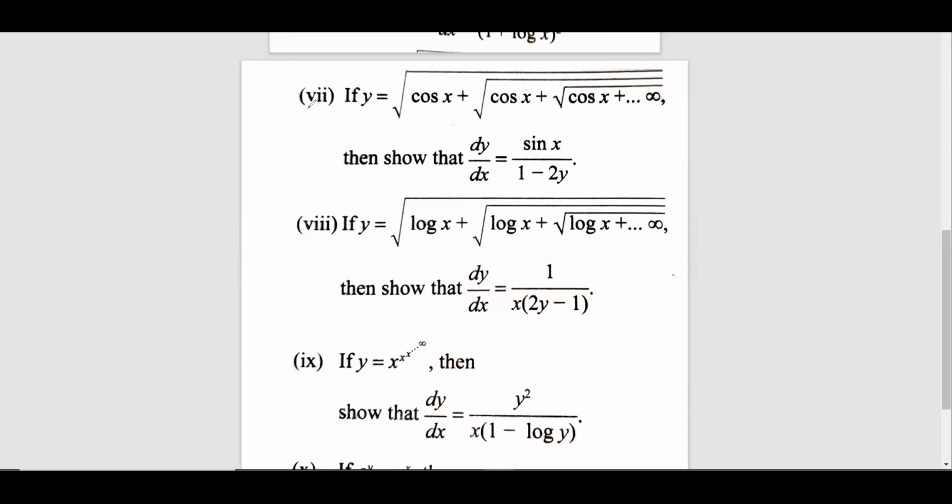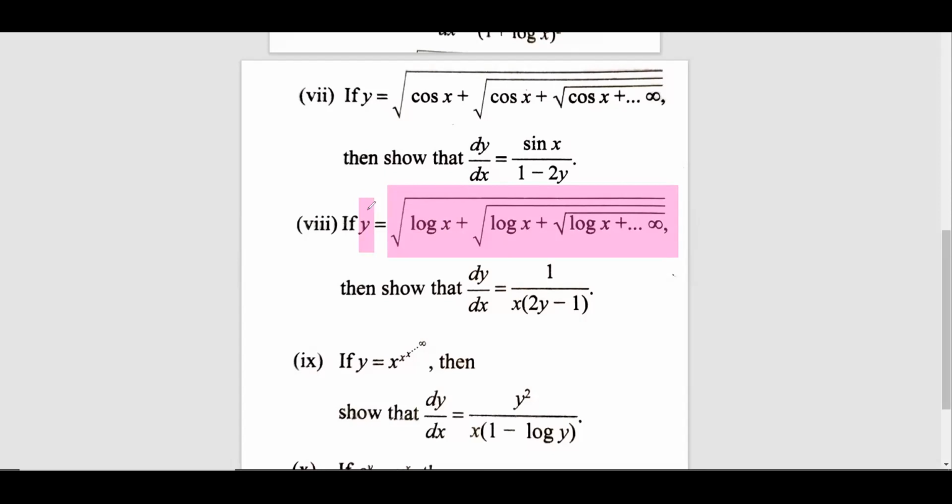So as I solved question number 7 here for you, you all can apply the same method for solving question number 8. What you have here is y equals root of log x plus root of log x plus root of log x till infinity. So you will square both the sides. Now when you square both the sides, what will happen?